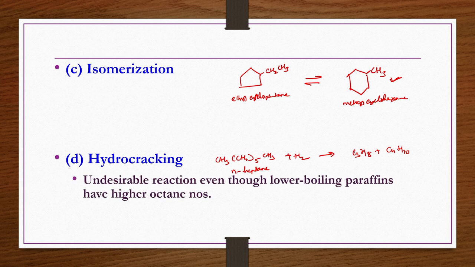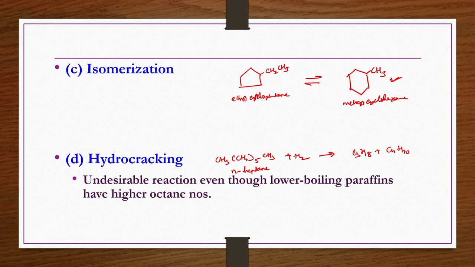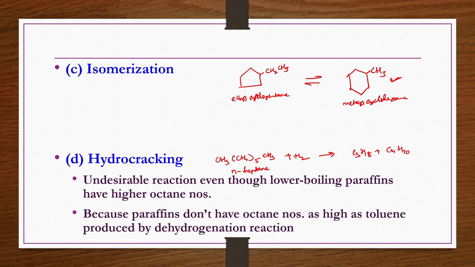So this is an undesirable reaction, even though lower boiling paraffins have higher octane numbers, because paraffins don't have octane numbers as high as toluene produced by the dehydrogenation reaction. Isomerization reactions are also happening in such a way that you get methyl cyclohexane kind of components, which can further undergo dehydrogenation to get toluene components.